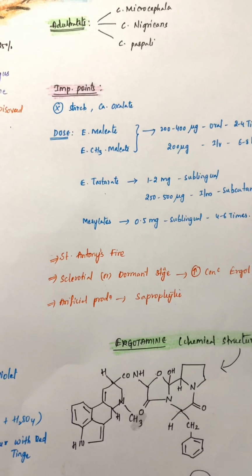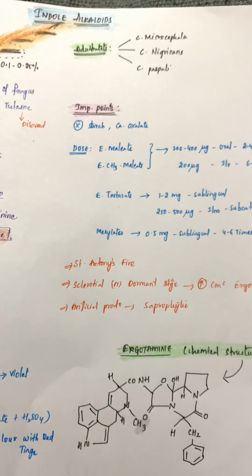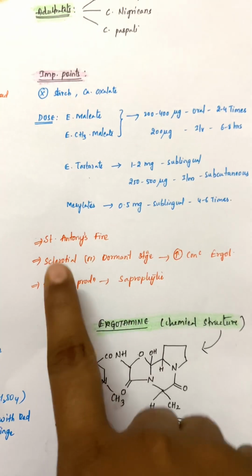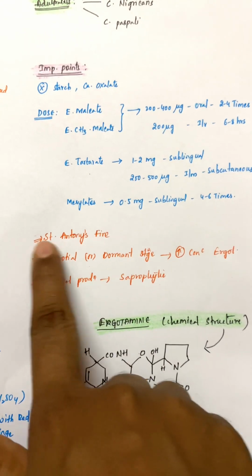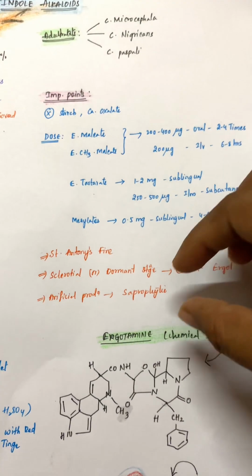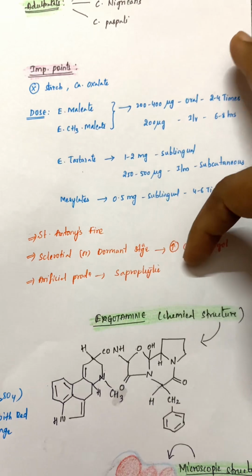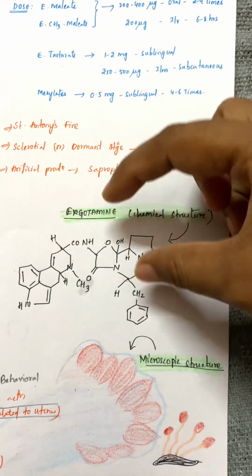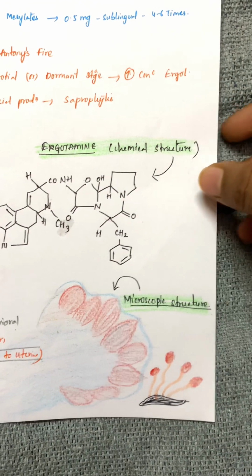And other important points to be remembered are that ergot of rye is also called Saint Anthony's fire, and in the dormant stage or sclerotial stage, when we harvest this fungus, then we get a higher concentration of ergot, and the artificial production is done by saprophyte, okay. Now this is the ergotamine chemical structure, and this is the microscopic structure, okay.